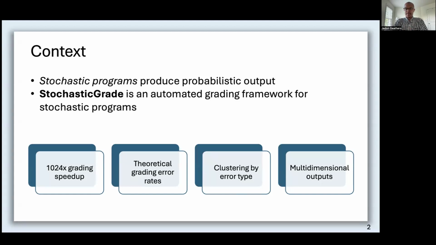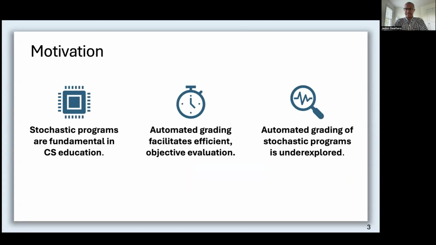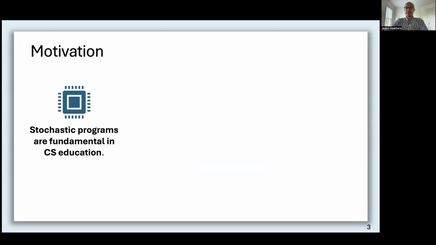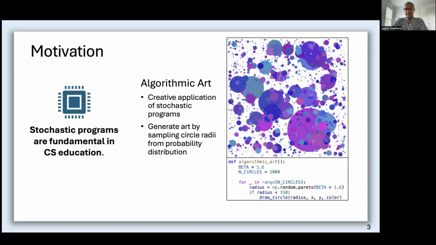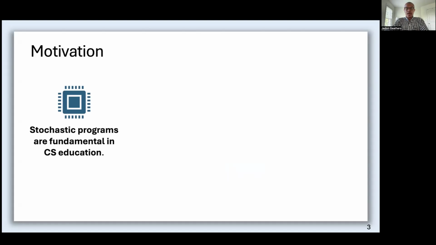But why do we care about grading stochastic programs in the first place? Well, there are three main points of motivation. First, stochastic programs are fundamental in several areas of computer science education, from machine learning and cryptography to introductory computer science courses. And here we have an example of a creative application of stochastic programs in which students generate art by sampling circle radii from a probability distribution, giving an aesthetic representation of this programming paradigm.